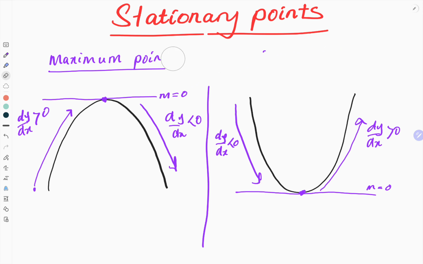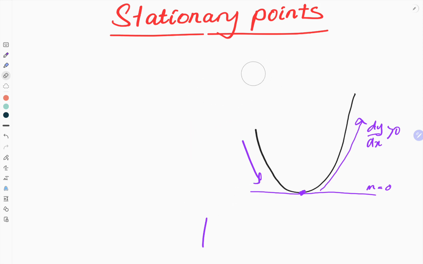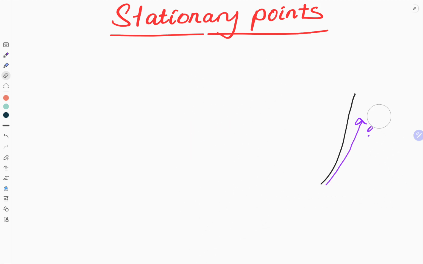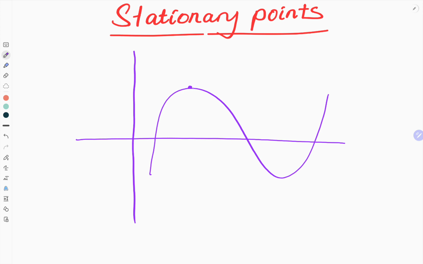You don't only get stationary points on the parabola, you also get stationary points on your cubic functions. Cubic functions are one of the interesting functions because you tend to get a maximum sometimes and a minimum point. For example, if we have our cubic function here, you can see the point at which the graph is maximum, where dy dx is equal to 0, and that is a stationary point as well. And you've got a minimum point here, where dy dx is equal to 0, and that is also a stationary point. This is interesting because you've got two stationary points, a maximum point and a minimum point. You also have another stationary point, which is the point of inflection.